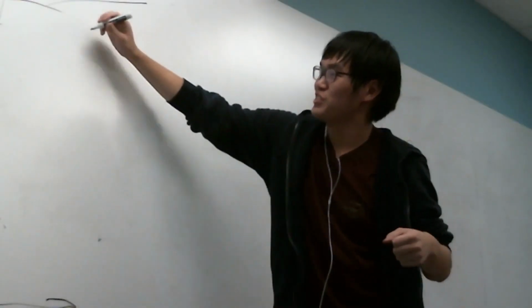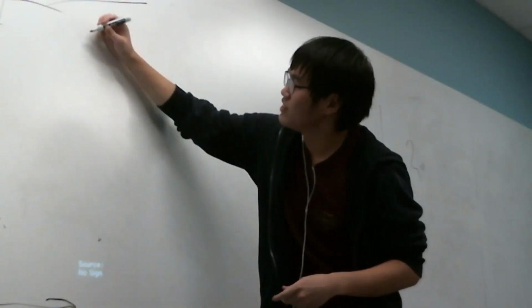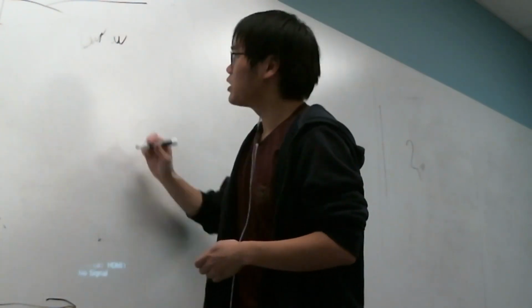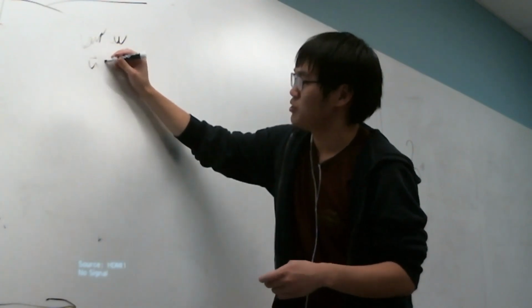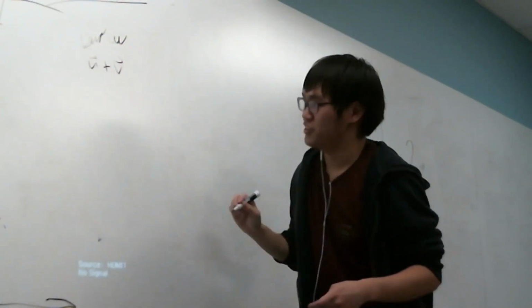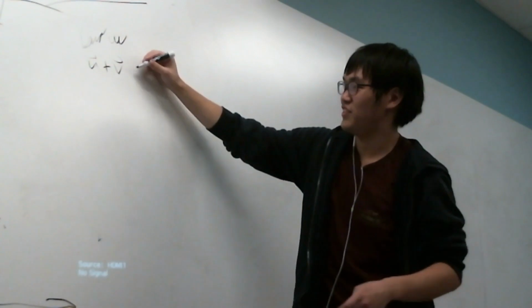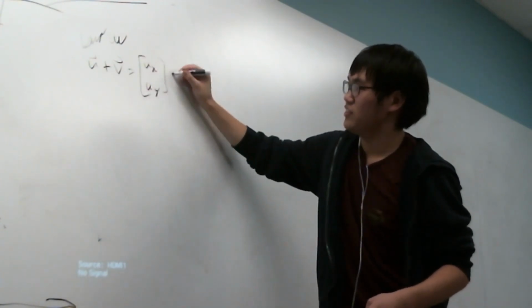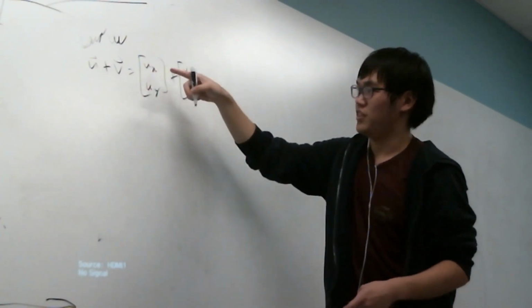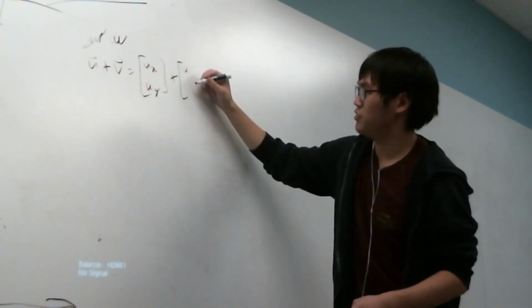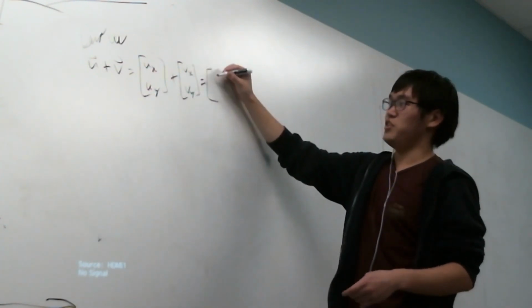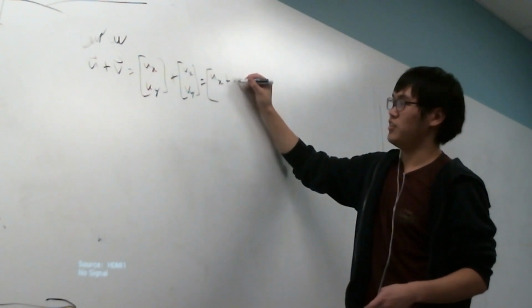So vector addition should be pretty familiar to most of you, right? U plus V. How is this defined? Well, if you have UX, UY for the entries of U, and then VX, VY for the entries of V, it's just the summation of these entries, right?